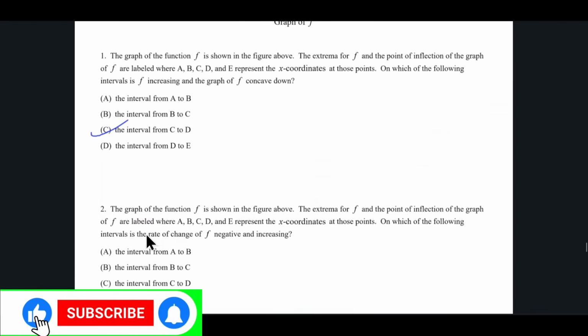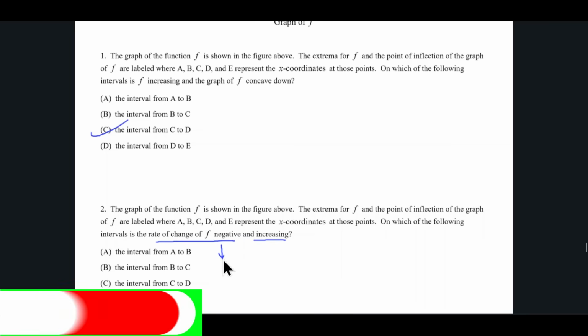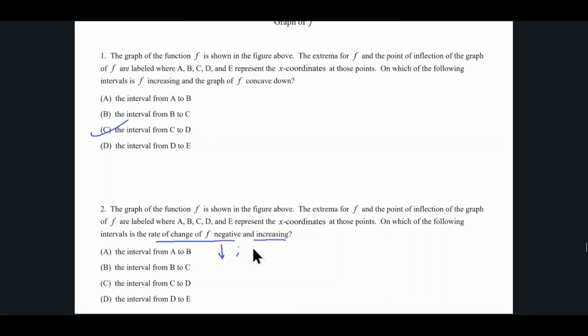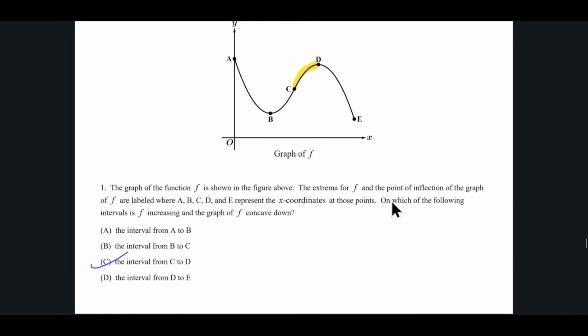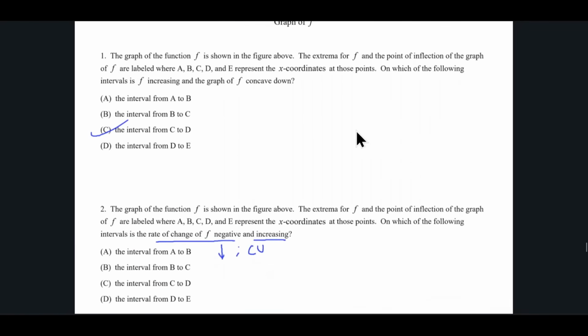And the next one is where ROC is negative and increasing. ROC is negative when the function is decreasing, and ROC is increasing when the function is concave up. So where is the function decreasing and concave up? Well, looks like A to B, because the function is definitely decreasing and the function is smiling in nature as well. So it's concave up, so I'm going to mark A to B. That's the answer.